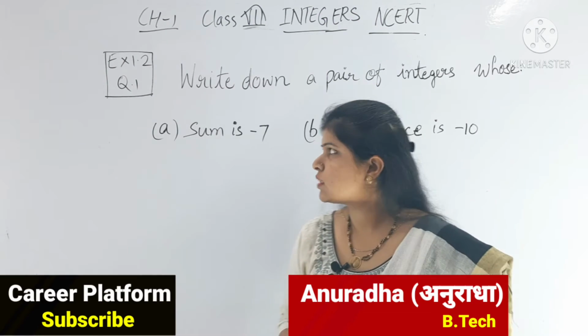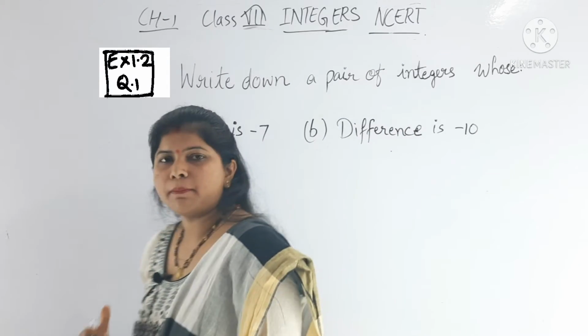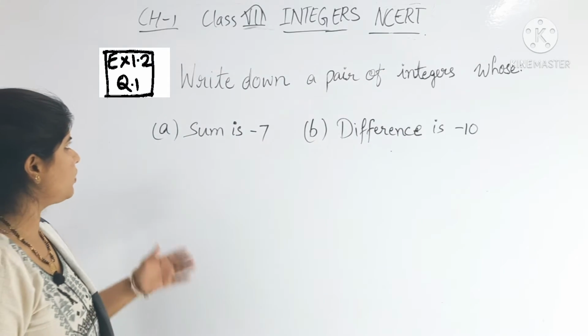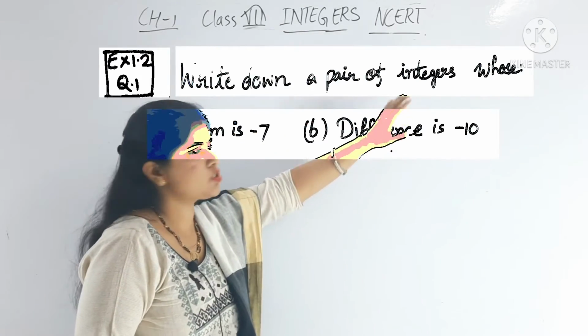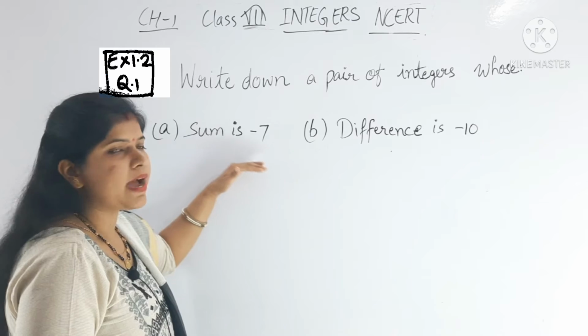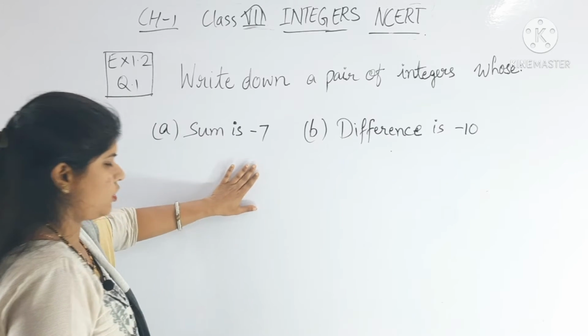Now we will move to the next exercise, that is exercise 1.2 of question number 1. Question number 1 says: write down a pair of integers whose sum is -7. That is the first part, sum is -7.